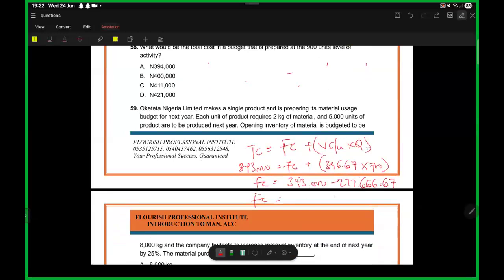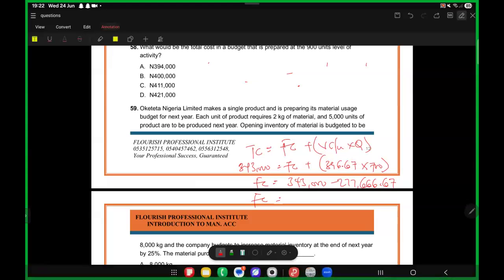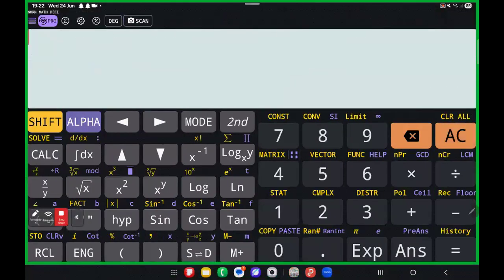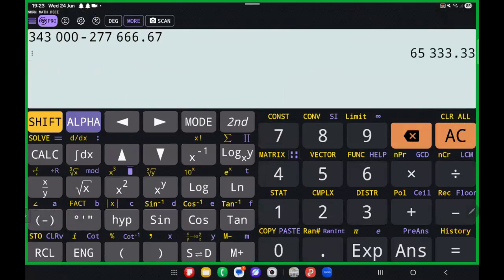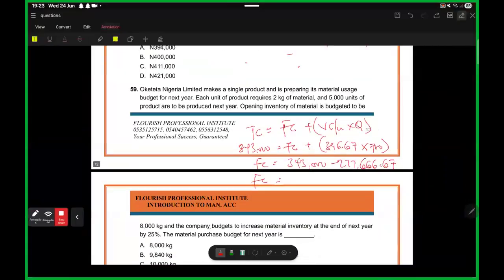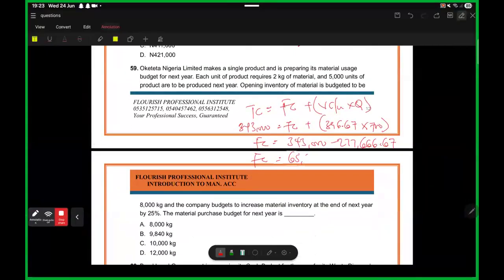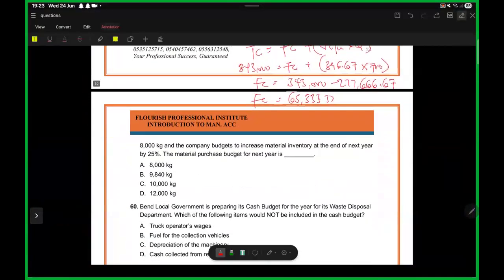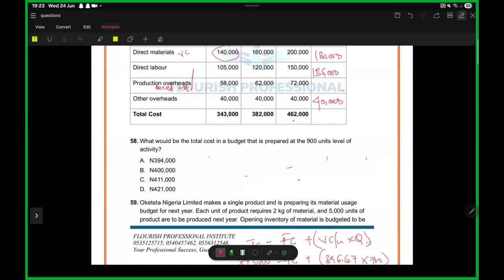What will be the fixed cost over here? I had the fixed cost as what? The way you are not helping me, I'm struggling. I have to take 343,000 minus 277,666.67. I'm getting 65,333.33. So assuming I have this, now from this I can use it to estimate the cost over here.